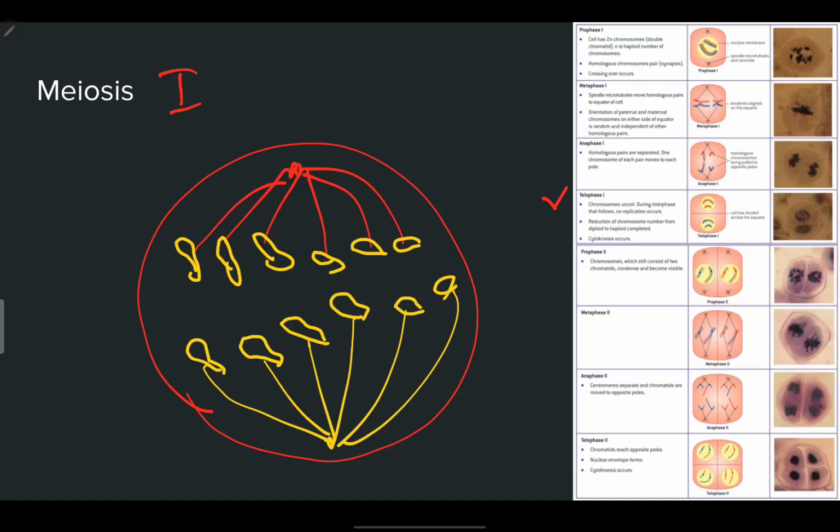But telophase is about chromosomes uncoiling. During the interphase that follows, no replication occurs, so there is no more replication. We are working with what we had to work with, and the reduction of chromosome number from diploid to haploid is completed. So if we had 2n chromosomes, in order to make 2 cells with 1n, we completed this part, okay.